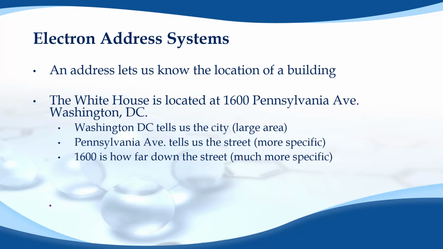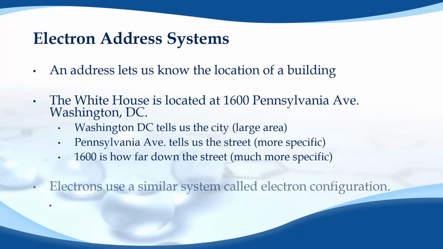Washington, D.C. tells us the city that we're in, so that's a very large area, right? So we're starting off very general. Pennsylvania Avenue is a street in Washington, D.C. We're getting a little bit more specific, a little smaller area now. And then the address, which is 1600, the house number, gets us to a very specific location on a specific street in a very general area of a city. Electrons work in a very similar manner.